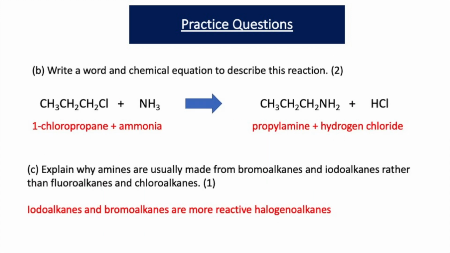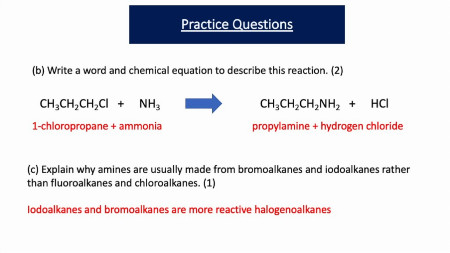So question 1b is asking you to write a word and chemical equation to describe this reaction of 1-chloropropane and ammonia. So 1-chloropropane and ammonia makes propylamine and hydrogen chloride, and the chemical equation is CH3, CH2, CH2Cl plus NH3, and you get CH3, CH2, CH2, NH2 plus HCl. And there's 1 mark for the chemical equation and 1 mark for the word equation. And if you want to, for the chemical equation, you can actually draw the full structural formula for 1-chloropropane and propylamine.